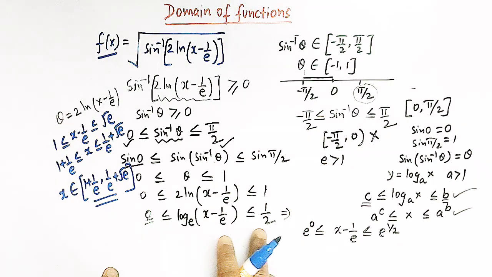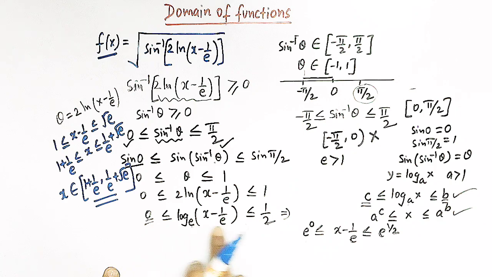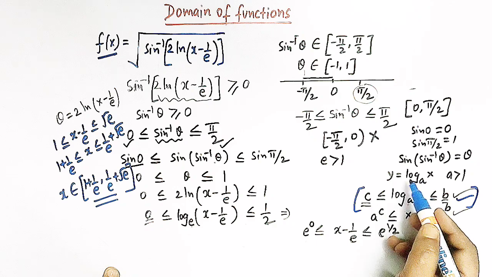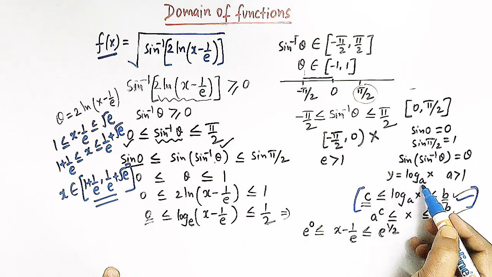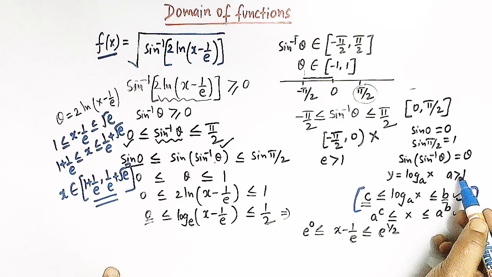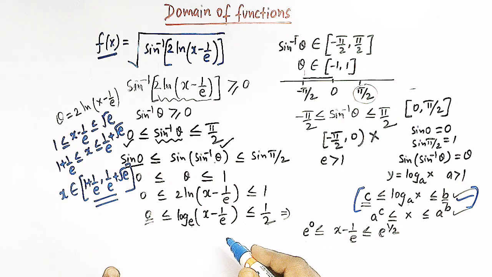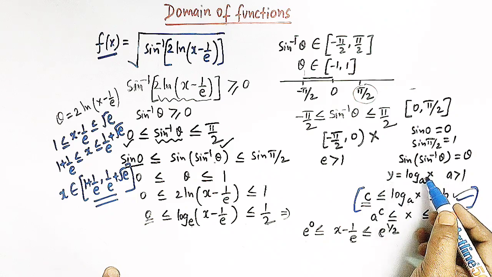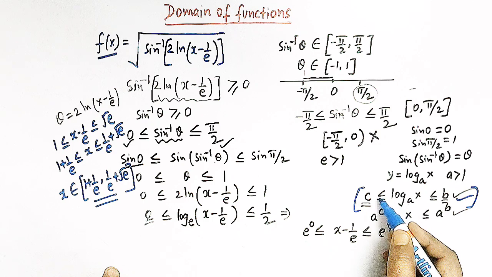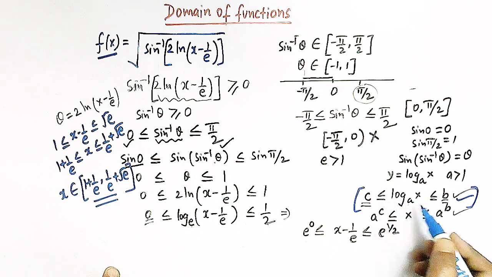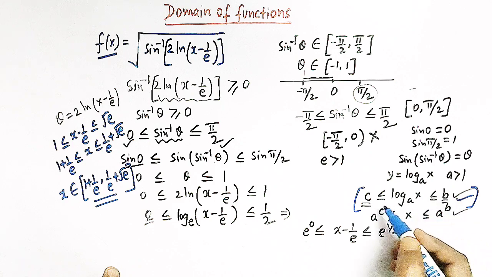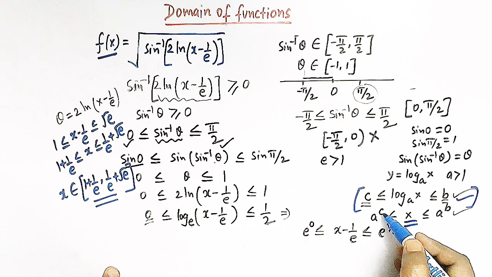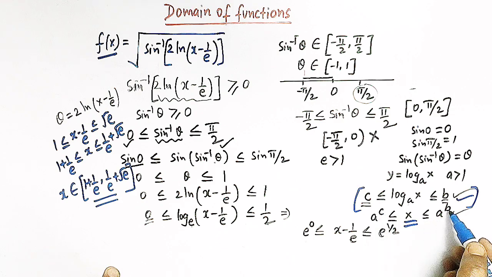So this is the required domain of this function f of x. It is important to note that while solving this inequality, we have used this concept. Here we have said that y is equal to log of x to the base a when a is greater than 1 and x is obviously greater than 0, because the domain of this function should be x greater than 0. So this function is an increasing function, and when we have c less than or equal to log of x to the base a and less than or equal to b, then the solution of this inequality is given by this one: x greater than or equal to a raised to c, less than or equal to a raised to b.